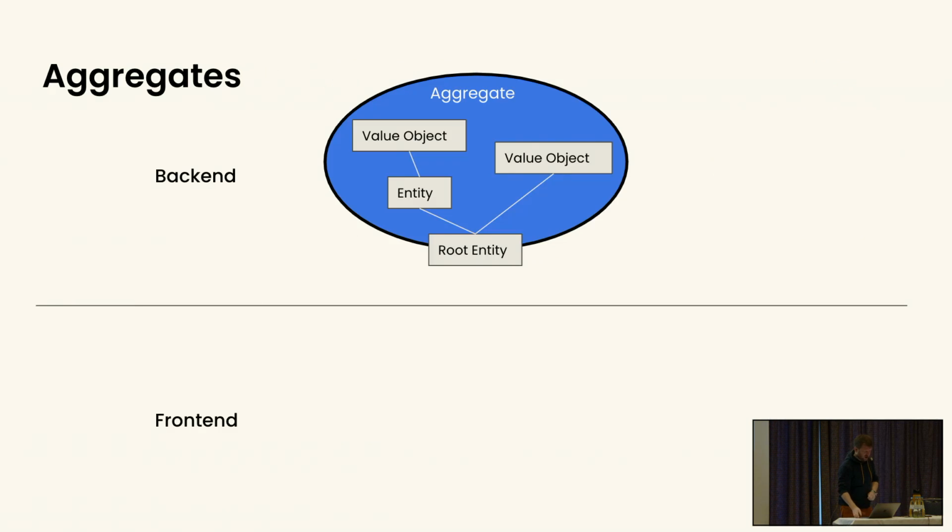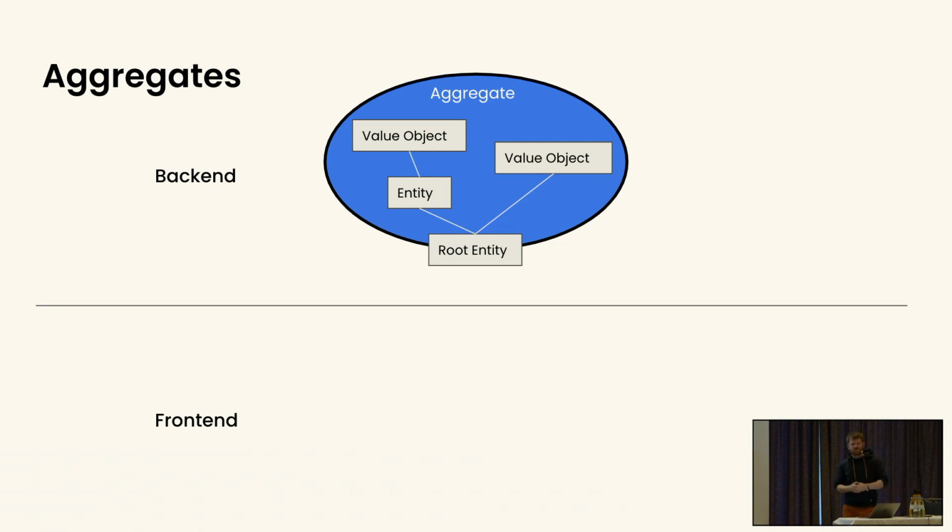So let's start with the aggregates. An aggregate is also an object or a thing that has a boundary. In there, we'll find entities and value objects. One of the entities is promoted to be the root entity, and that's our gateway into this. So within this aggregate, we have system rules and so on. I'll not focus on this one, but it's more interesting for backend people.